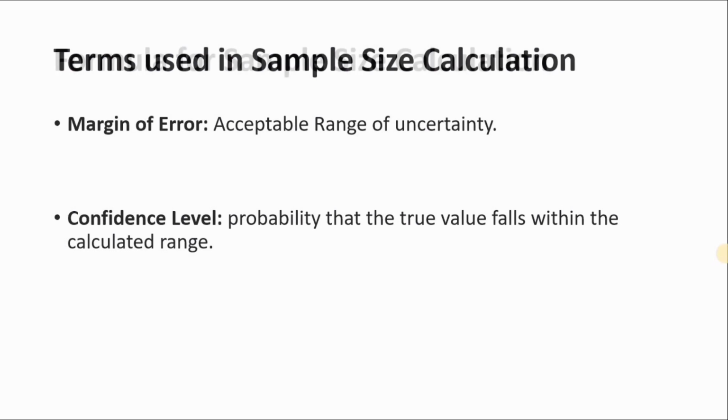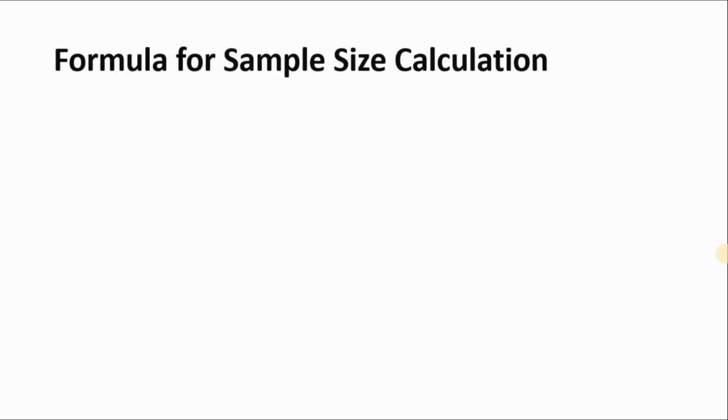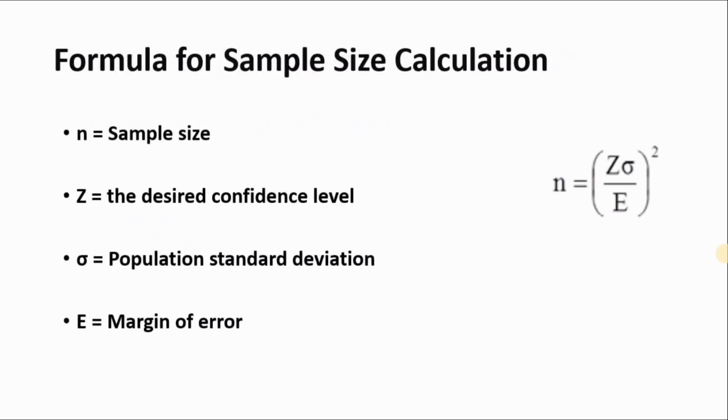Now let's see the formula of the sample size calculation. This is the formula for the sample size calculation, where n is sample size, z is the desired confidence level, like 95% confidence level, we take it as 1.96. Sigma is the population standard deviation. E is margin of error.